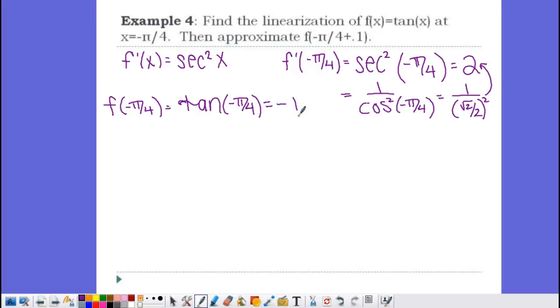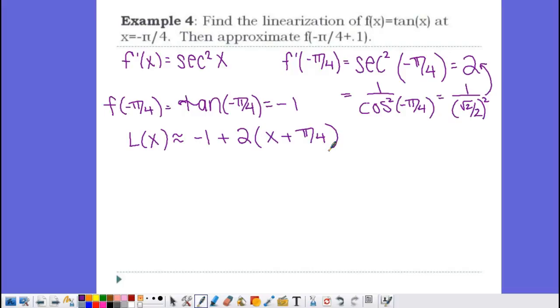Okay, that's good. So your linearization would be L of x is approximately negative 1 plus f prime of a, which is 2, times x minus a, and the minus and minus become a plus.